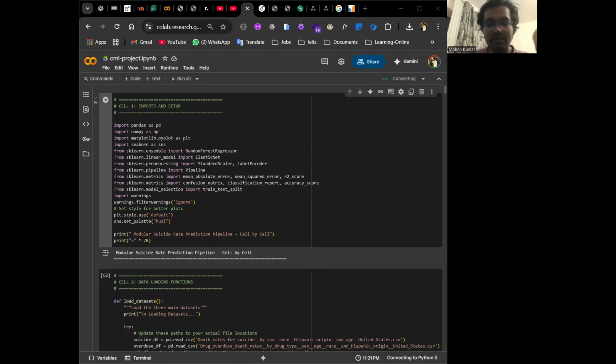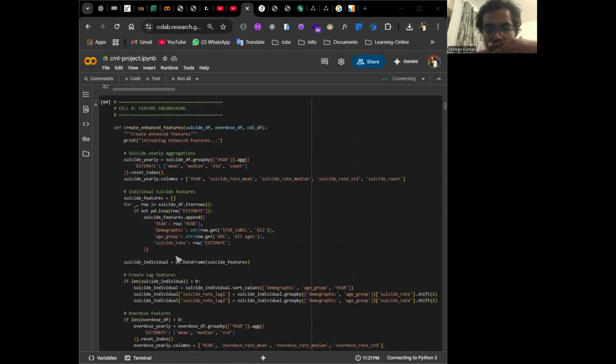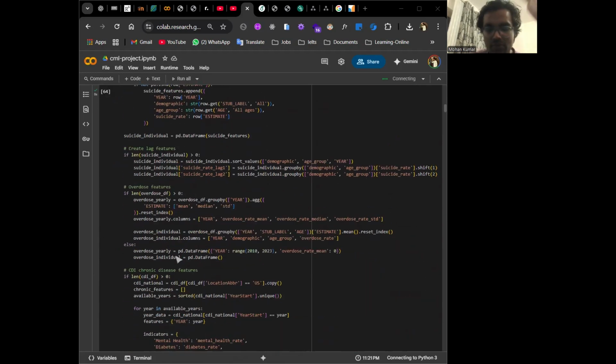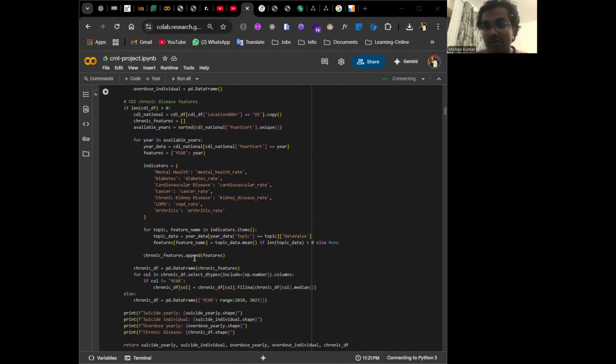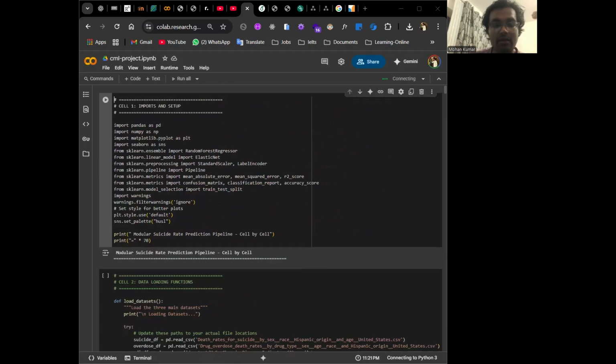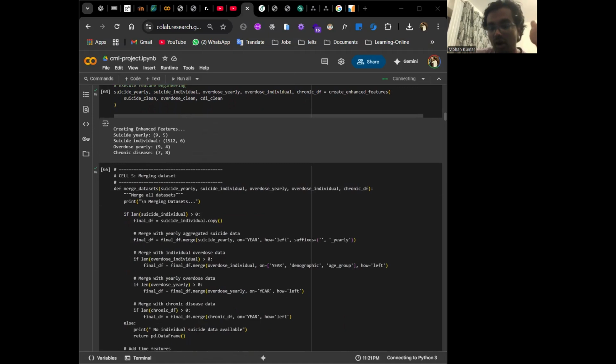So why does this matter? Instead of just using raw data, we created new features that capture patterns. For example, if demographic groups have high suicide rates last year, then they are more likely to have high rates this year too. So these are the advanced features we introduced into our data sets. And what we have done here was combining all those data sets.